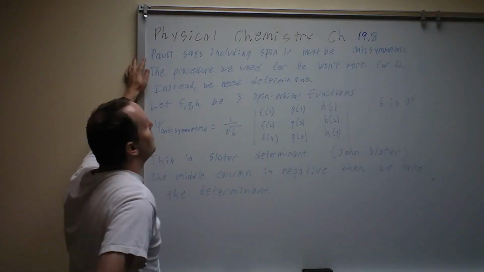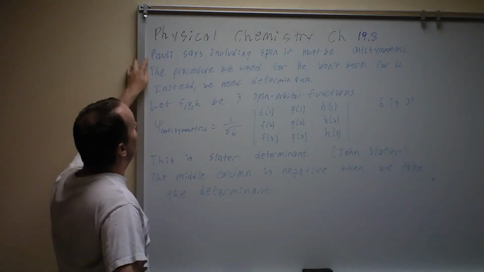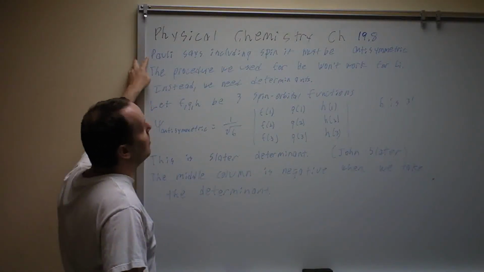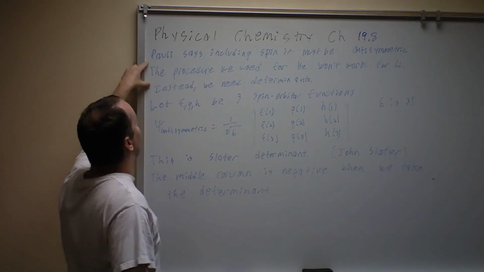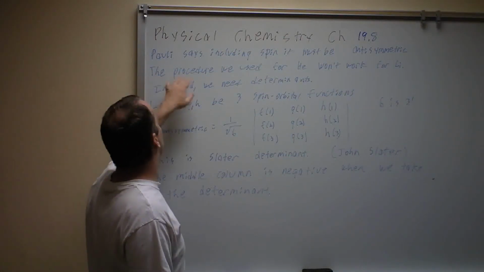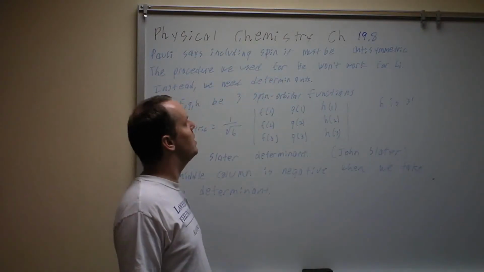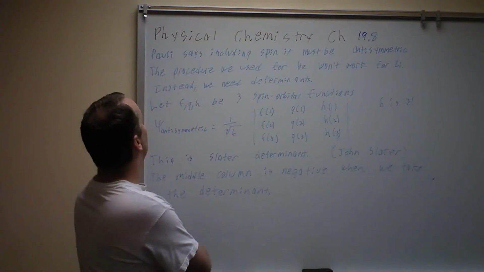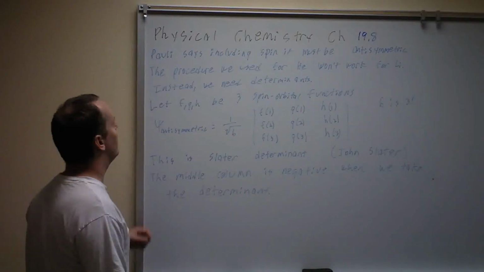Continuing on physical chemistry, chapter 19.8. Pauli says, including the spin, remember that it must be anti-symmetric. So the procedure we use for helium won't work for lithium. Again, it's because we have 3 electrons now instead of just 2.